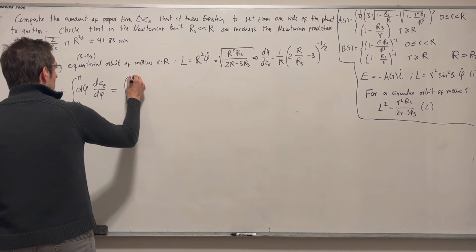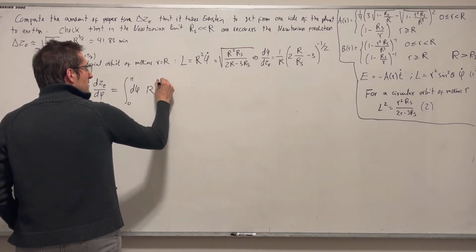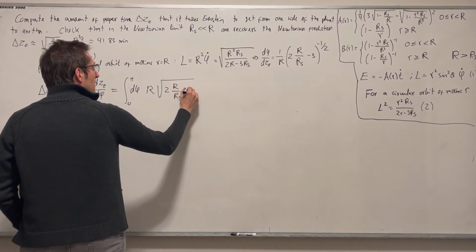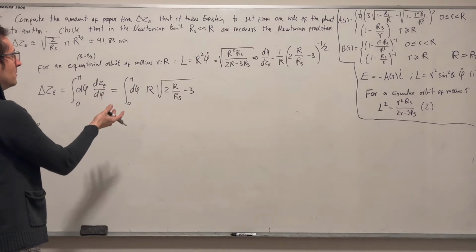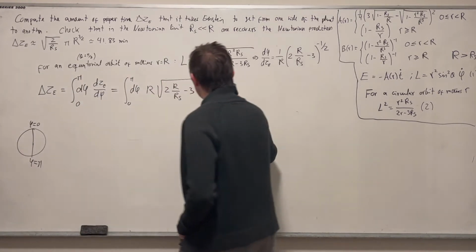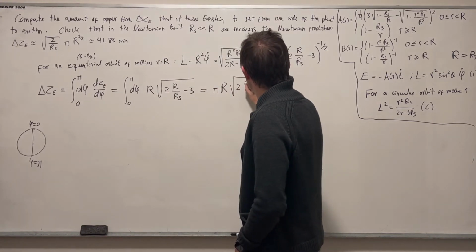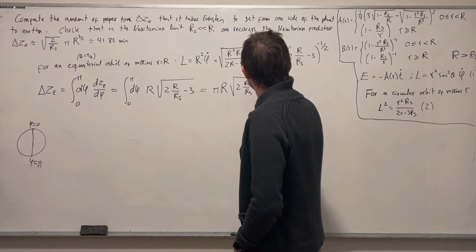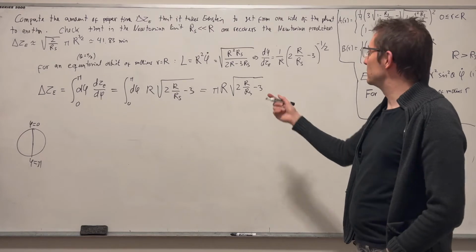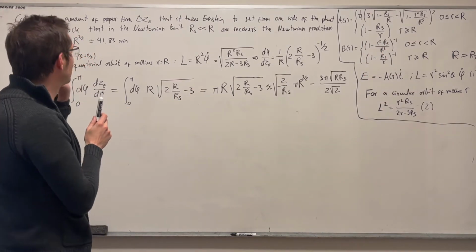Integral from 0 to pi d phi, and then I have r times the square root of 2 r over rs minus 3. And that integral we can do because nothing depends on phi in here. So this is just pi times r square root of 2 r over rs minus 3. Now, we can expand this in a Taylor expansion very easily, given this. So we went a little bit beyond what the exercise was asking.